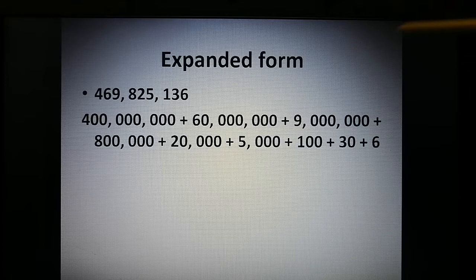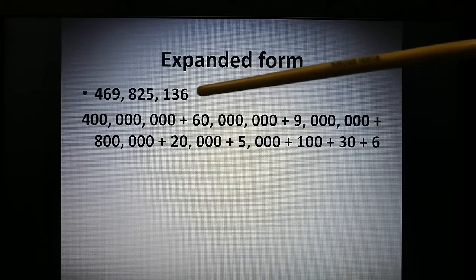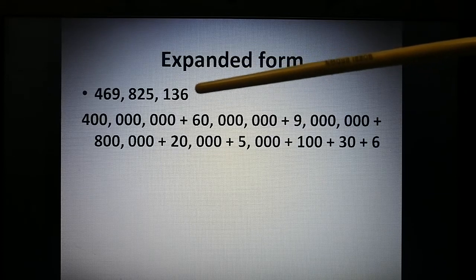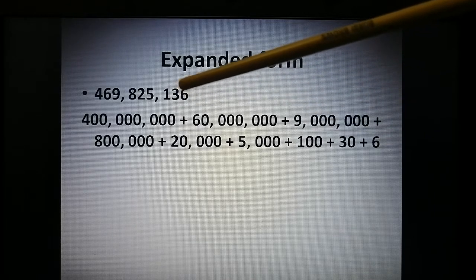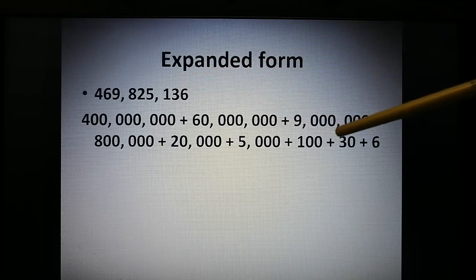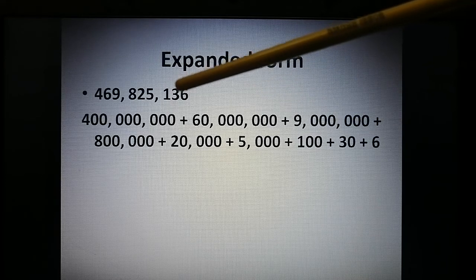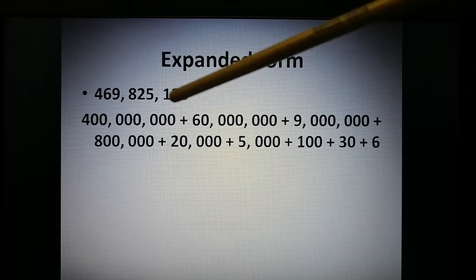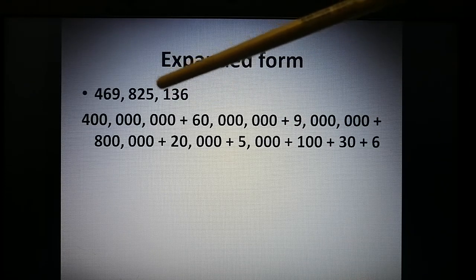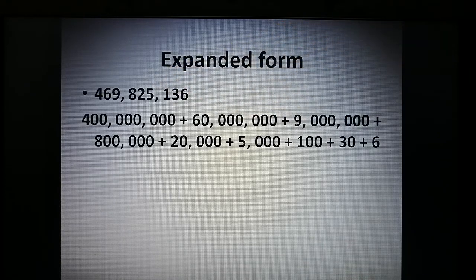You know that if I'm starting with the right side, 6. 6 in which place? 1. So 6 ones are 6. 3 in which place? 10. So 3 multiplied by 10, 30. 1 is in which place? 100. So 1 multiplied by 100, 100. 5 in which place? 1000. So 5 multiplied by 1000, 5000. It is difficult. Yes, but I am telling you a very easy and quick way.